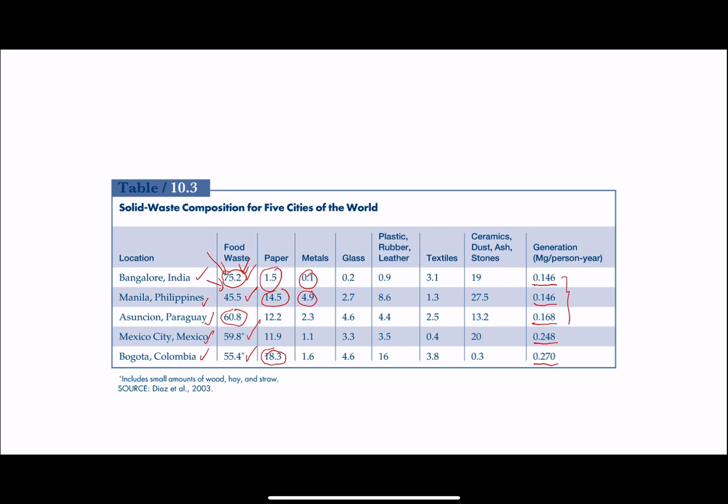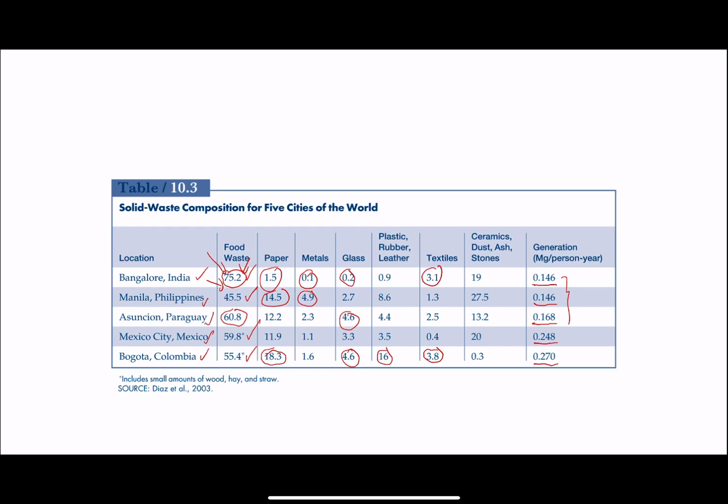Glass. Paraguay and Colombia are generating a lot of glass, 4.6% each, while India is generating less glass waste. Plastic, rubber, and leather: you can see that Colombia is producing a lot of plastic, rubber, and leather. Textile: you can see that also Colombia is producing high. India here, they're producing high waste of textile.